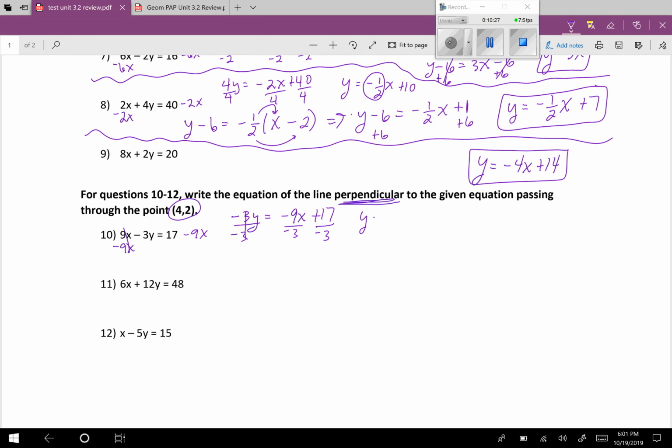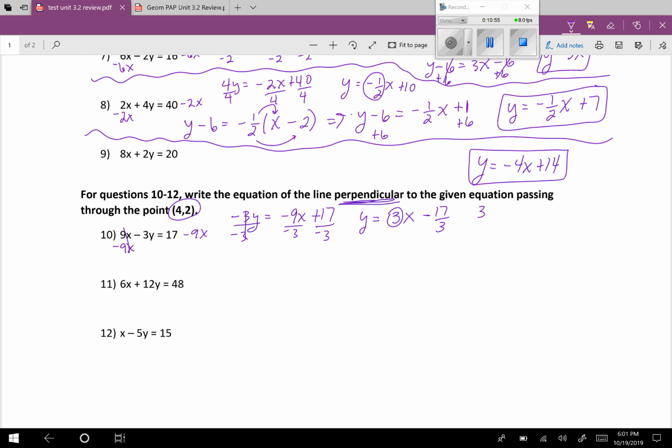So you get y equals, and then again, remember, just do negative 9 divided by negative 3 in your calculator, and you'll get positive 3x minus 17 over 3. Okay, and so now we'll look at the slope. Our slope is 3, but remember, we want perpendicular. So we have to change the sign and flip the fraction.